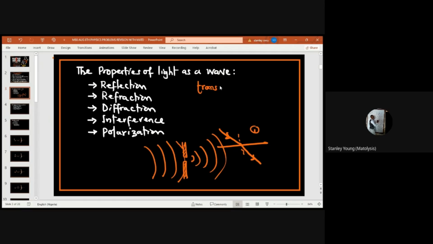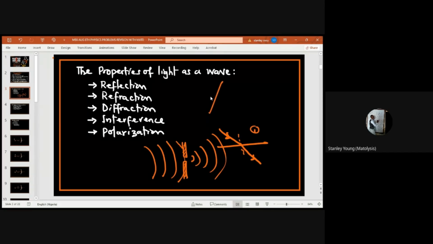All electromagnetic waves are transverse in nature, which means the direction of vibration of the particles and the direction of the wave are always perpendicular. So for an electromagnetic wave, we have the electric field and the magnetic field.